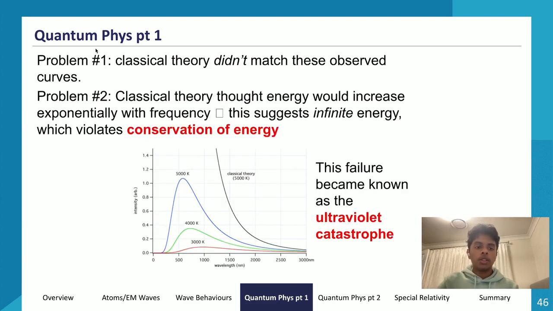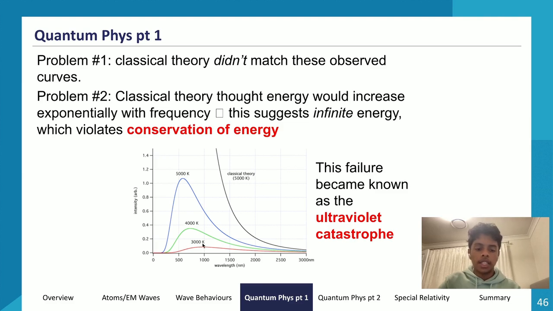So what are the problems? There are two. One is that classical theory didn't match these observed curves, so we couldn't map it to the observed values. The second is that classical theory thought that energy would increase exponentially with frequency, and so it suggests infinite energy, because as the wavelength decreases and thereby frequency increases, infinite energy would be generated.